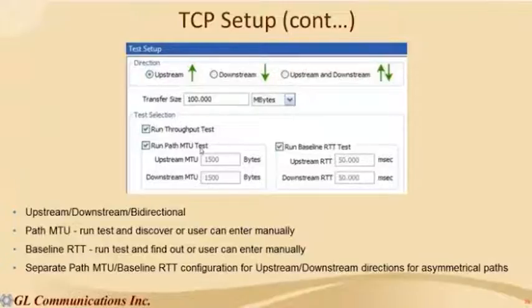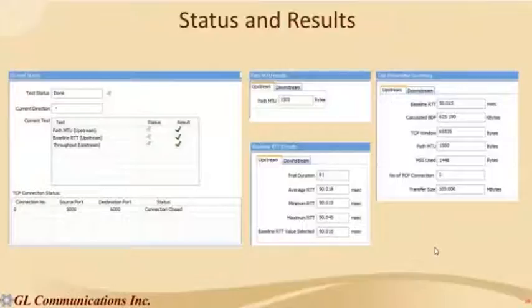So the user can choose to run, let's say the first step, which is the path MTU test. The user can either choose to run it, or enter different upstream and downstream path MTUs manually if they are already known. Similarly, the second step is the baseline RTT, or the nominal RTT, which we run before the throughput test. Either the user can choose to run it or enter it manually, and then the throughput test will be run, the third step.